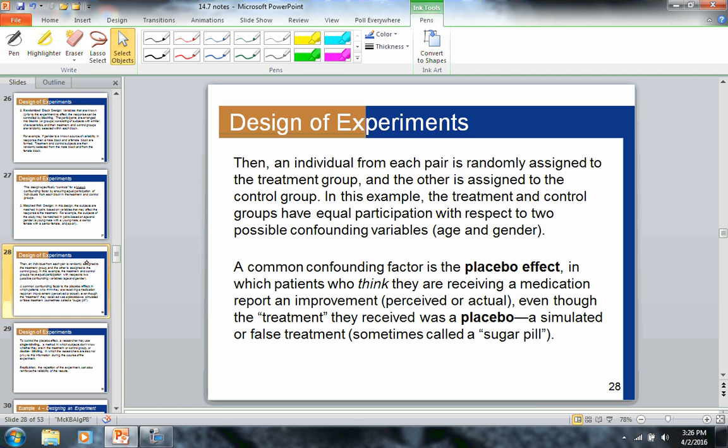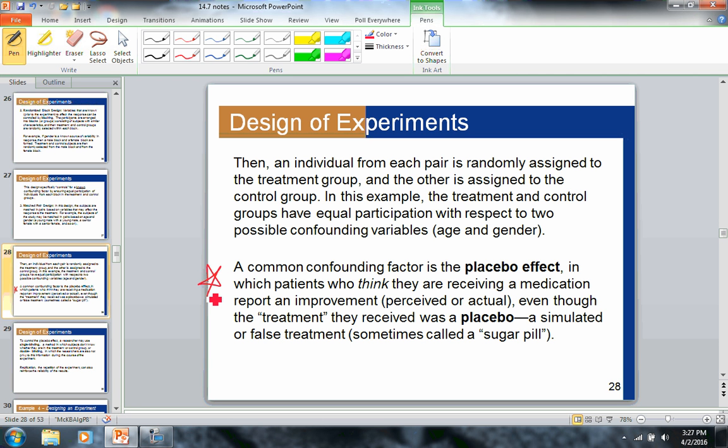Now there's one other piece of terminology that we're going to talk about, and that's the placebo effect. And this is really kind of cool and really important. It's very real. This is when patients think they are receiving medication and they report an improvement, but they're really not being given any treatment at all. They're being given a placebo, or a fake treatment. So if you were being given a certain medication, the treatment group would get that medication, but you can't have the control group not getting anything because then they know that they're in the control group.